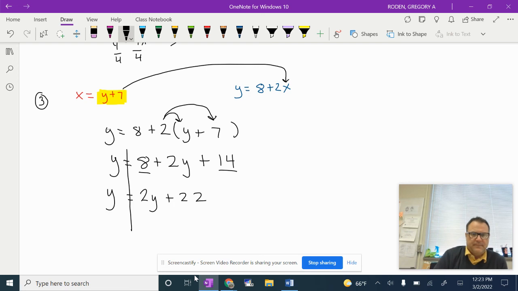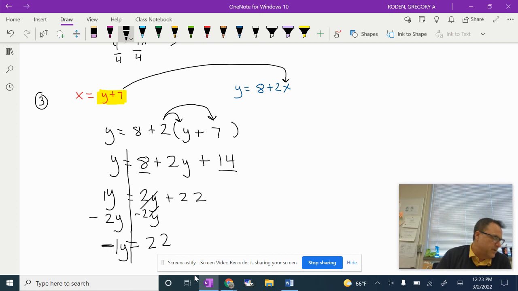Now, there's a couple things I could do here. I could attack the weaker variable. If you're worried about getting a 0 over here, we could just subtract 2y from both sides. That's fine. 1y minus 2y is negative 1y, equals, those cancel out, positive 22.